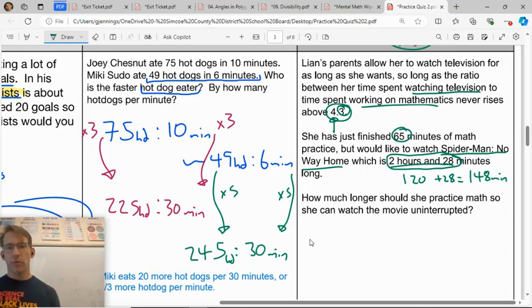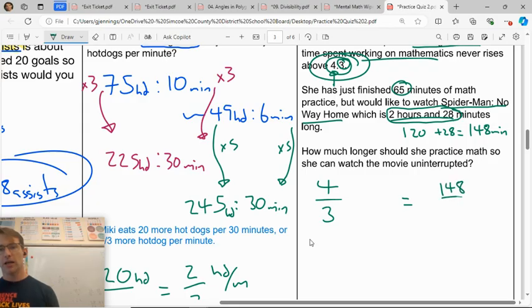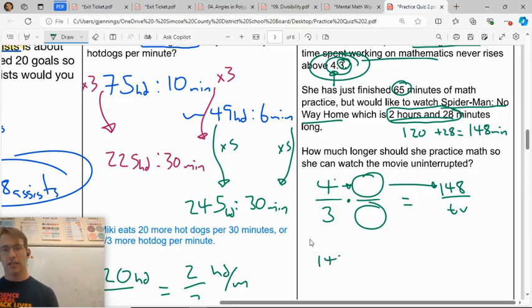Now let's work out how much total practice she'd need to do to open up that much TV time, okay? So, we've got these ratios. 4 on 3 has got to be equal to 148 on something. That's going to be TV time, okay? And I'm going to be looking for the number that I have to multiply top and bottom by so that when these ones multiply, I get that one. In other words, 148 divided by 4. Anyone happen to know what that is?